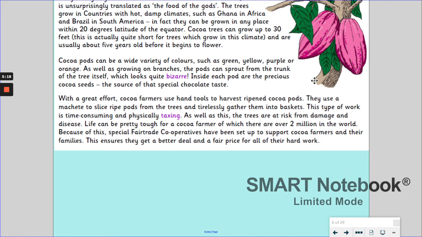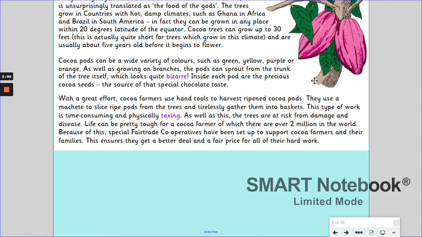Let's just pause and think about that word taxing there. What does that tell us about how hard the work is? Let's make a link to the word tax that we know. When we pay a tax for living in a country, or when we buy a product, we pay tax on it. That's extra money paid. If something's physically taxing, we're not paying money, we're paying with physical exertion.